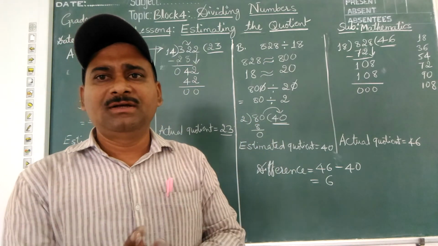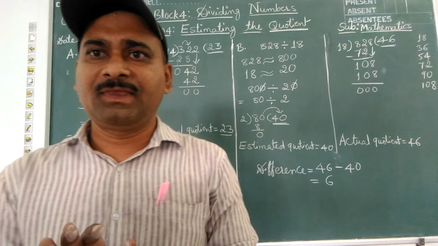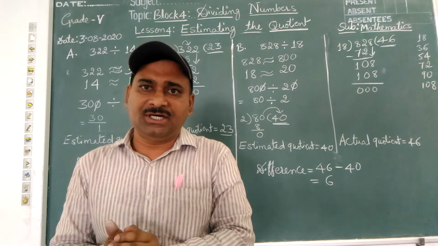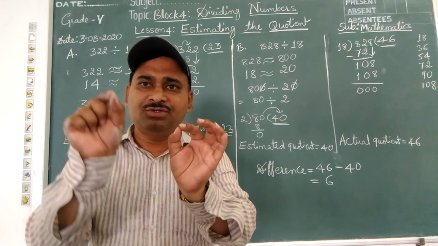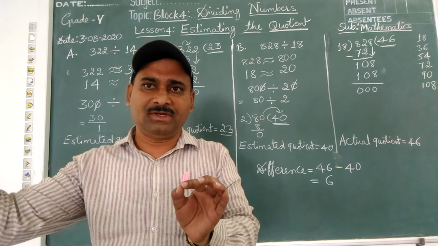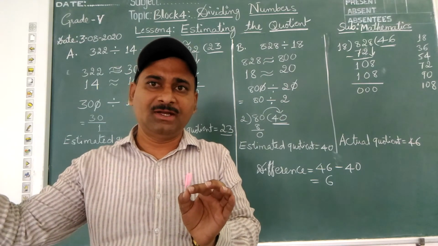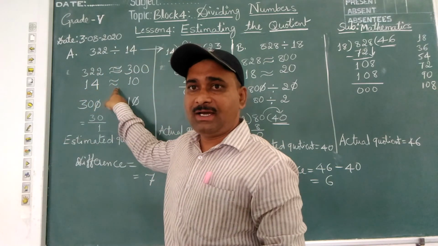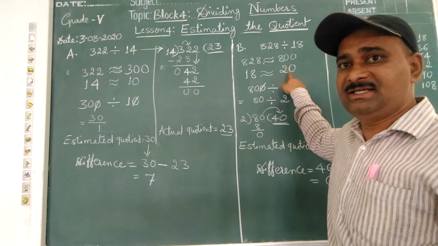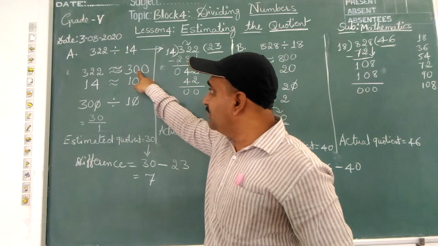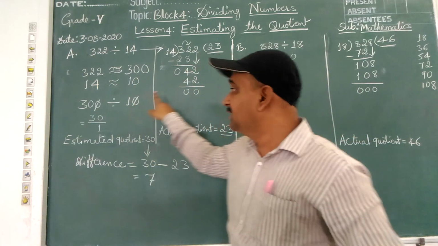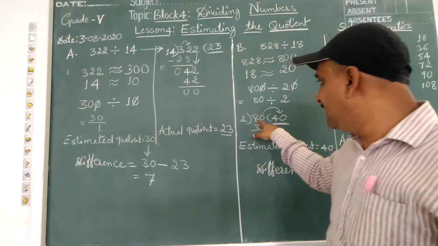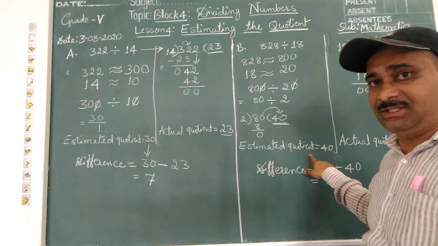See, children, here very simple divisions are there. Estimating the quotient means before directly doing division, for the given numbers you should find the rounded off numbers, estimated numbers to the highest place. First find the estimated numbers to the highest place. Then you divide these estimated numbers by cancelling 0, 0 and divide. You will get the estimated quotient.